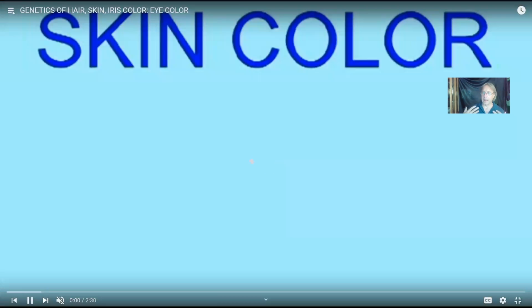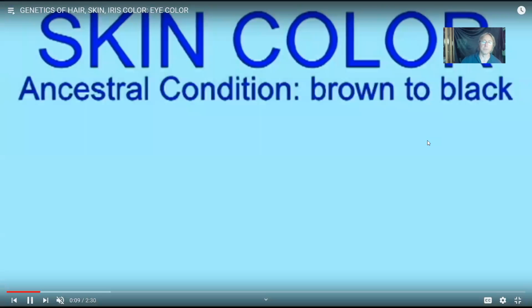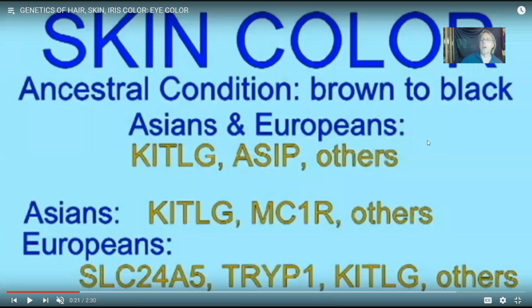So once again, the ancestral humans had brown to black skin, brown to black hair, and brown to black eyes. From this ancestral condition, some populations migrated out of Africa relatively recently. Homo sapiens seems to be between 200 and 300,000 years of age as a species, whereas perhaps 80 to 100,000 years ago, some populations migrated into Asia and spread throughout Asia, and then perhaps 40,000 years ago, populations reached Europe.